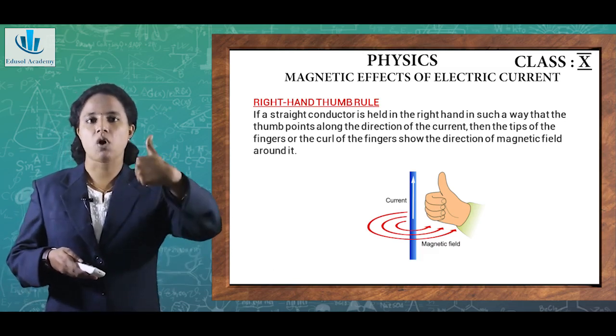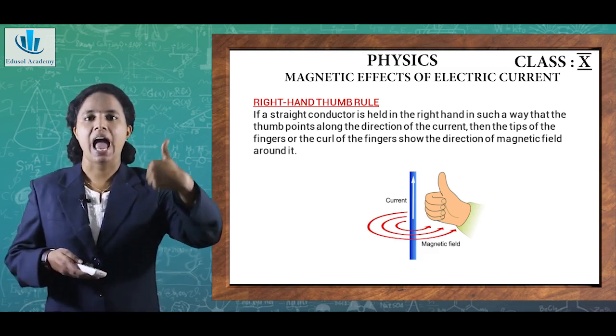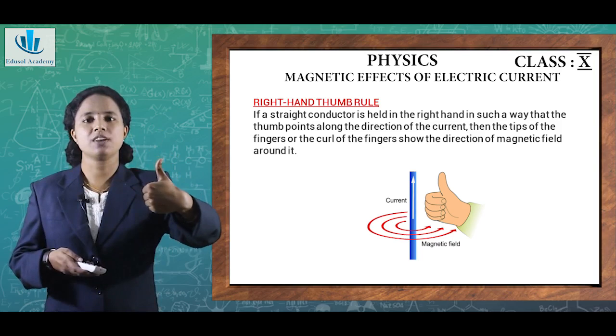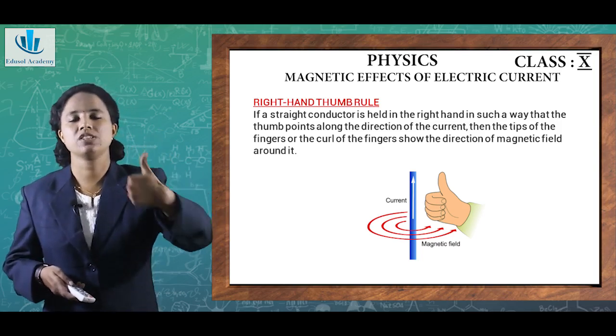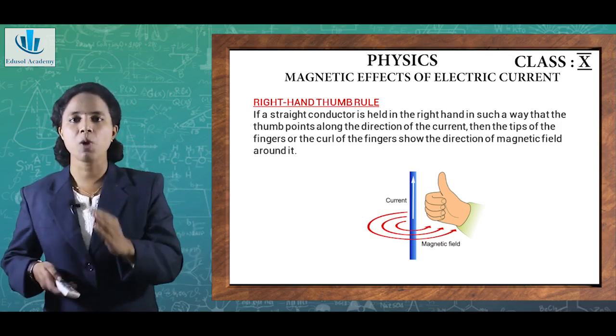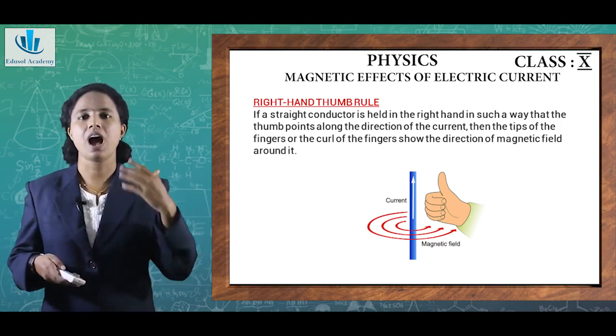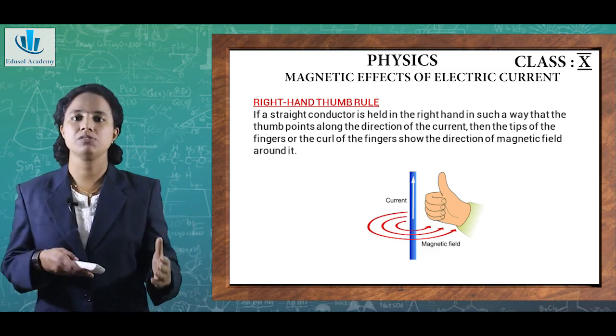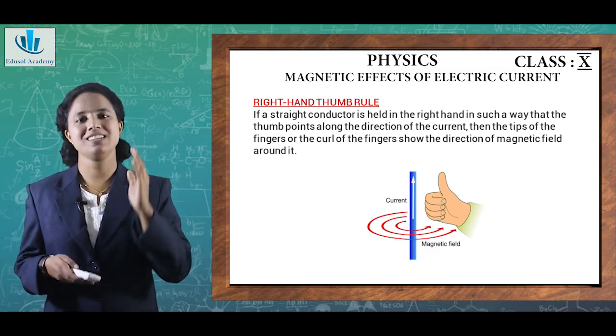So the current is shown by the thumb, and the curl of the fingers will show the direction of magnetic field. So the right hand thumb rule shows how the magnetic field behaves in the case of this particular activity demonstrated.